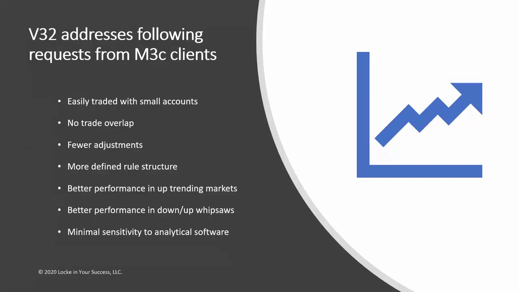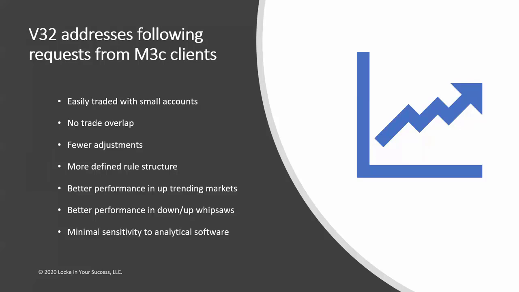With the V32, we can trade easily with small accounts. It can be traded with as little as $3,500. There's no trade overlap, which is another concern some people have. They don't want to be in 2 or 3 or 4 trades at the same time. They'd rather just prefer one strategy. The position has fewer adjustments than most income strategies that are available out there. It has a more defined rule structure.